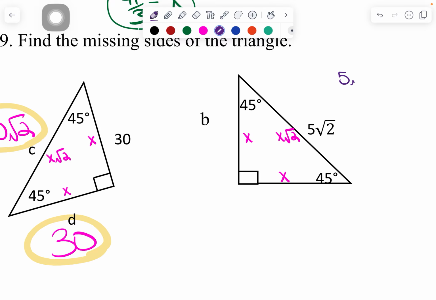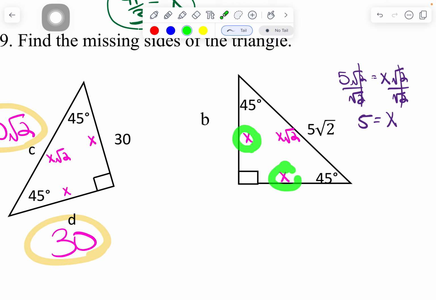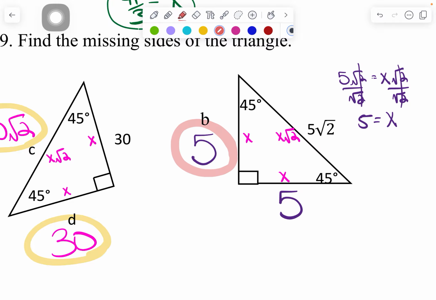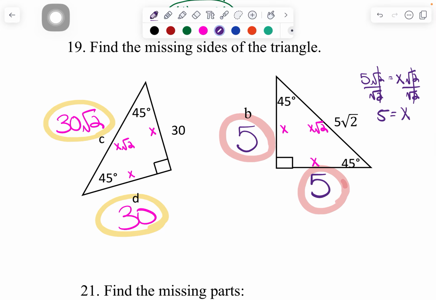Take the side you know, which is 5 root 2, and set it equal to whatever label you've associated with it. In this case, that's going to be the x root 2 label. So x root 2, we're going to divide both sides by root 2 to get x by itself. The root 2's cancel, and I'm left with x is equal to 5. So that means that wherever I have an x, which is both of these legs, that's going to be a 5. I don't even know if I really need this side, but I'm going to go ahead and label it 5 because it can't hurt. So there's my two answers for the second triangle. So there's the 45, 45, 90s for question number 19.